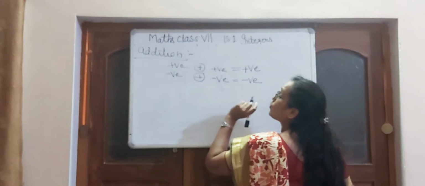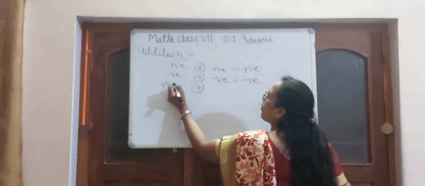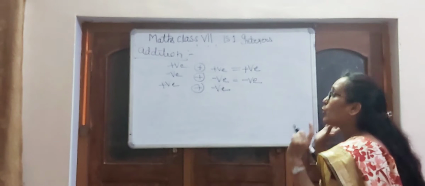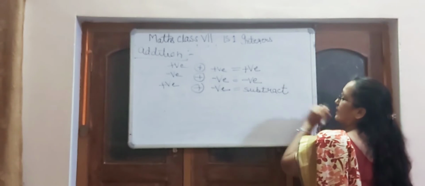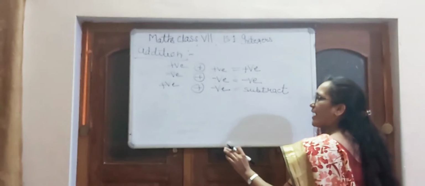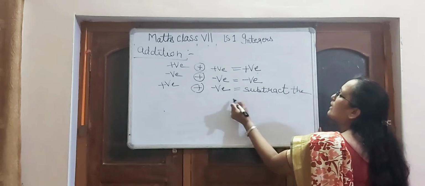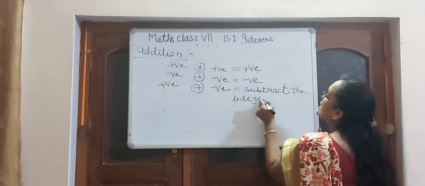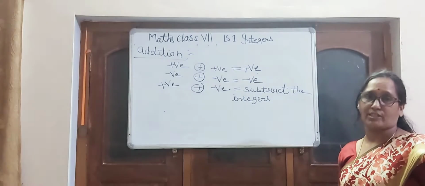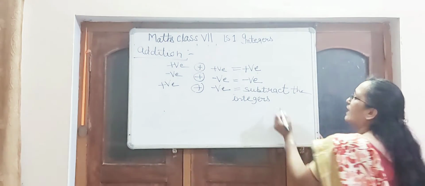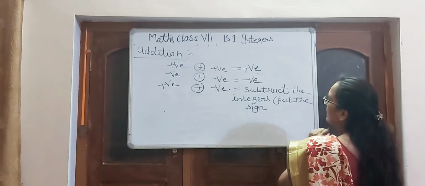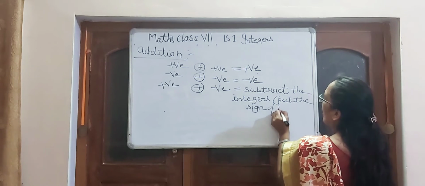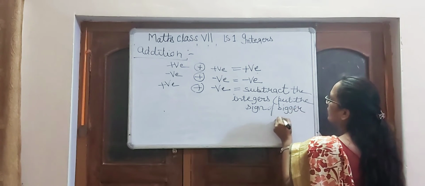But when two opposite signs are added, one positive and one negative, always subtract the integers. It is very important, beta. Students make mistakes here. So learn by heart: when two opposite signs are added, always subtract the integers. Then what do we have to do? We have to see the sign of the bigger integer and put the sign of the bigger integer. I will explain by examples. Put the sign of the bigger or larger integer.